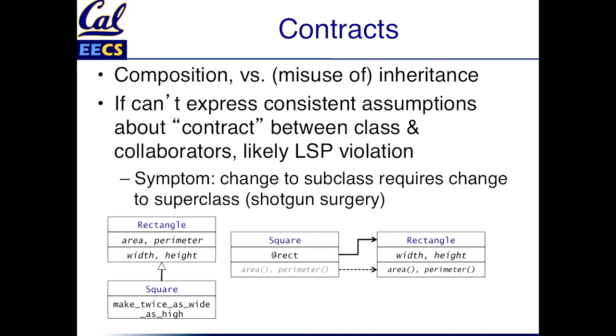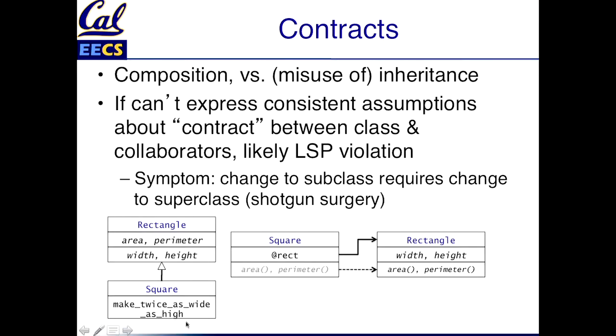Typically, this arises when you've used inheritance and you really shouldn't have, right? So there's many, many cases where there's a temptation to inherit, but really what you probably should do is composition plus delegation like we just did. And one way to test it is if you can't think about what is the consistent set of assumptions that form the contract between the class and its collaborators, right? If you have a contract that all of a sudden breaks down in the face of a collaborator because there's things that your superclass can't do anymore, and in the case of square, this was part of the problem, right? We had a square that could not meaningfully override this make twice as wide as high without violating the contract.